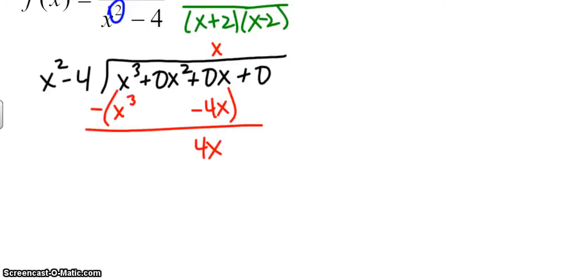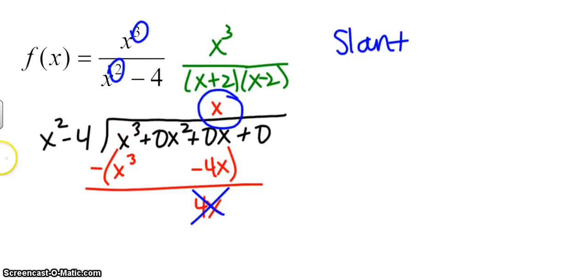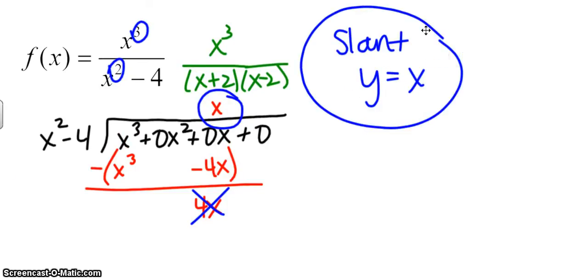Okay, so looking at the division problem, just like with the other ones, we only care about the function that came out, not including the remainder. So there is a slant asymptote at the line y equals x.